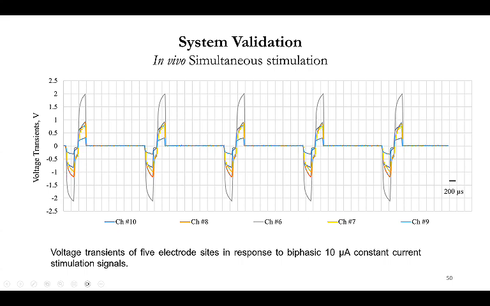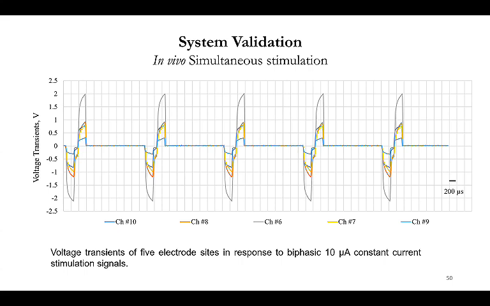We don't focus on the ohmic drop, the sharp voltage jump. We just focus on the curve part. For channel 6, it is around 1 volt. That means 10 microamp is too much for that electrode. So with this voltage transient as a reference, we play with other current amplitudes.